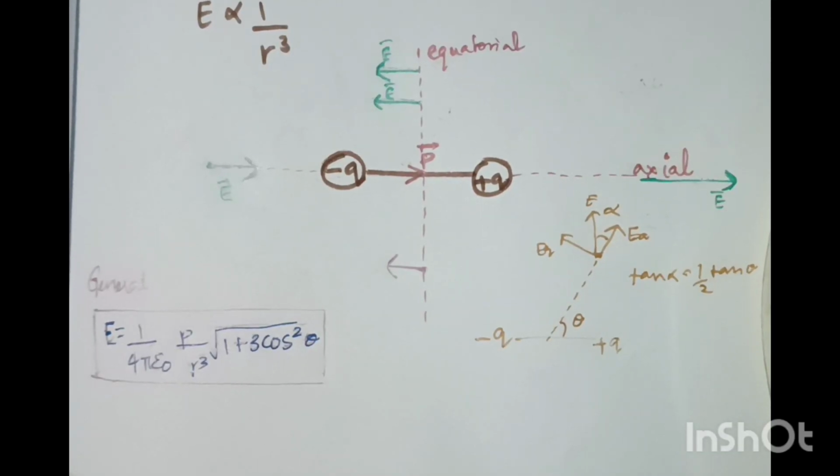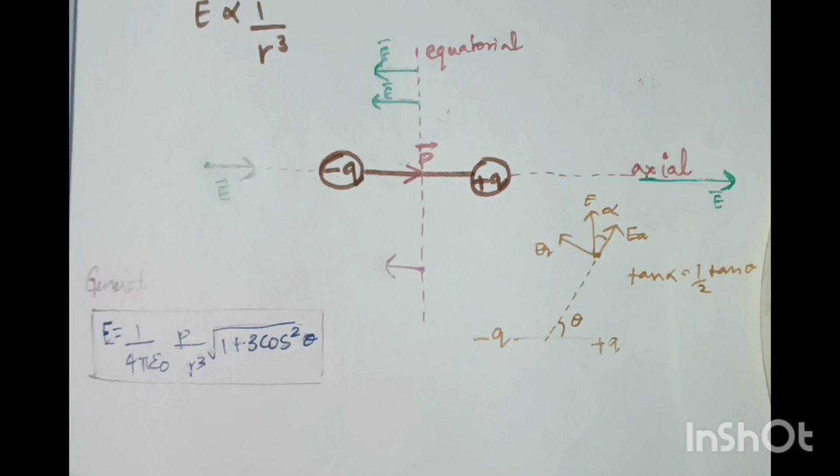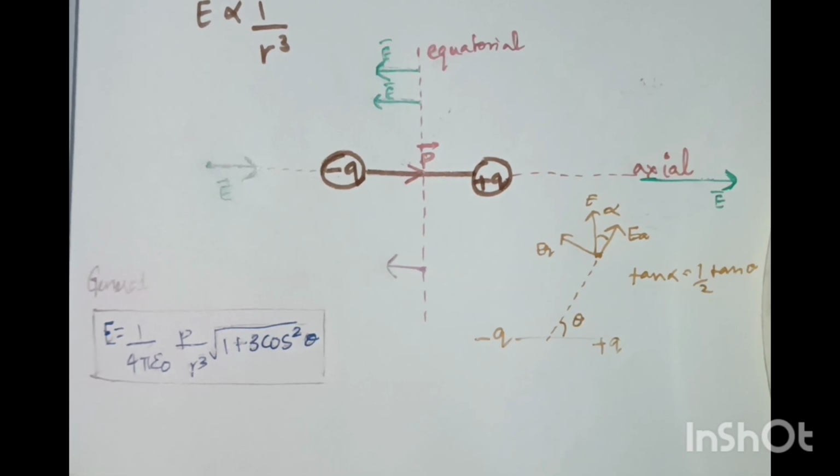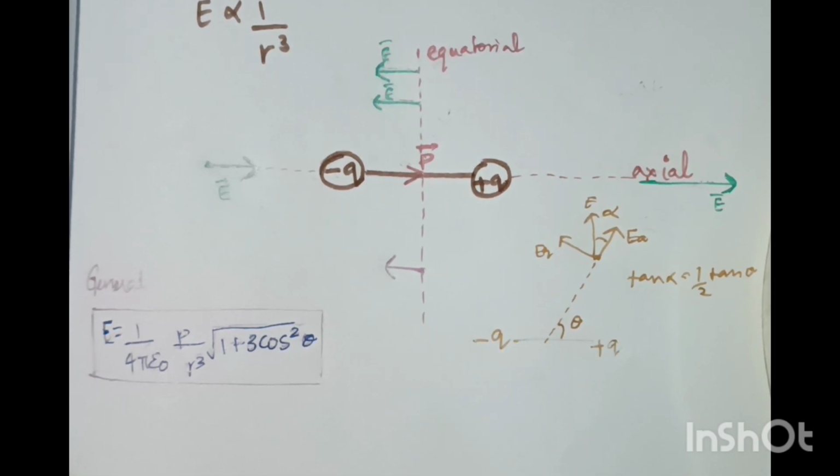Now let us see the formula for finding electric field in a random direction, at some point other than an equatorial or axial point. So the general equation is 1 by 4 pi epsilon naught, p by r cube, into under root 1 plus 3 cos square theta. Please note here p is nothing but the dipole moment, that is 2 into q into L. So this is the general formula.